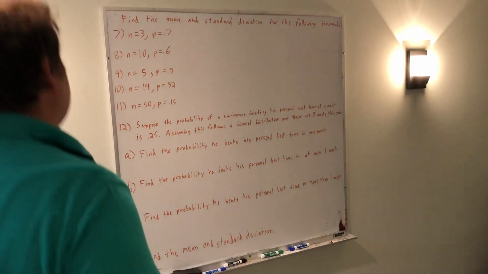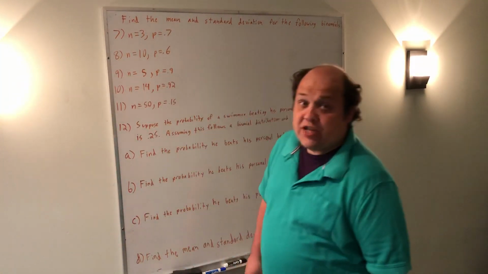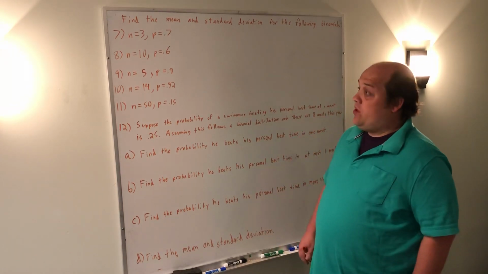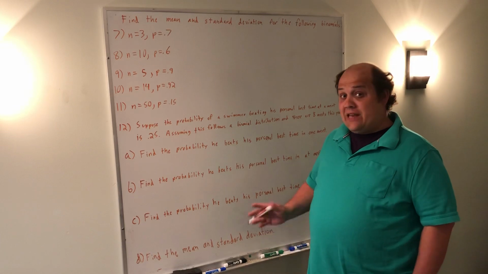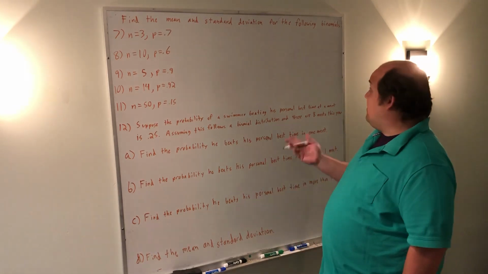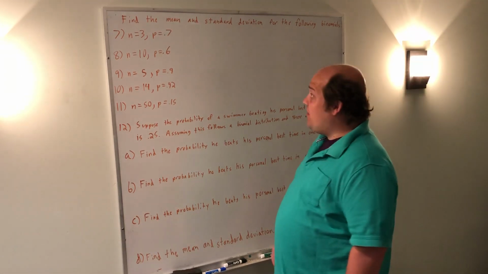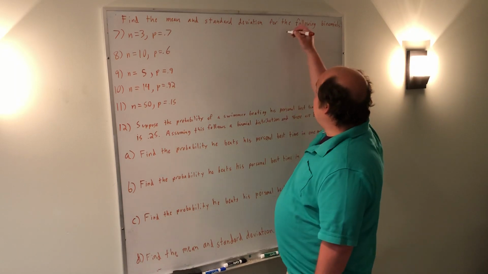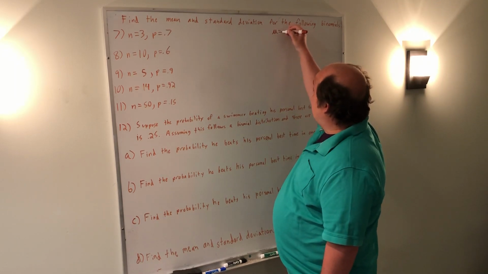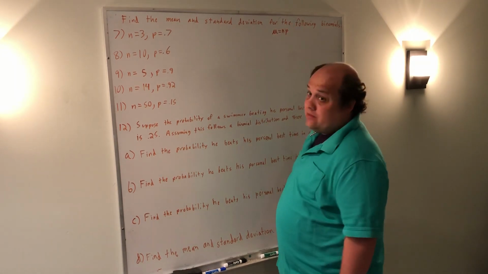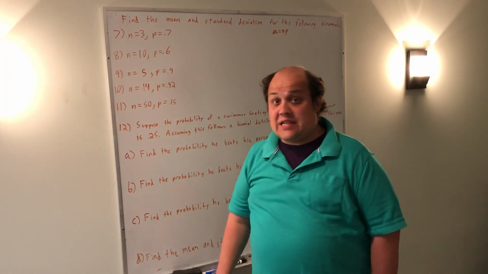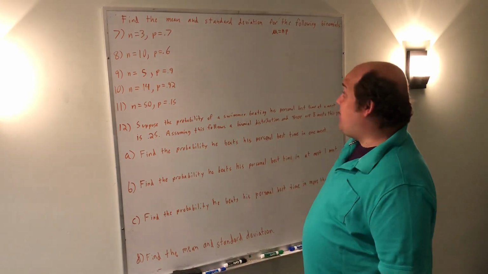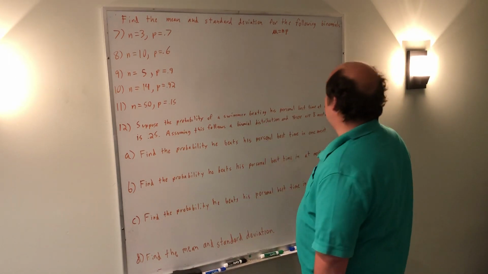The first 5 problems ask us to find the mean and standard deviation of the given binomial variables. In general, this is easier than the formula we had to deal with before, so we should be happy to see finding the mean and standard deviation. The formulas are pretty straightforward. The mean is just n times p. How many times am I going to run the experiment times the probability of success on the experiment should tell me how many times I expect to be successful.